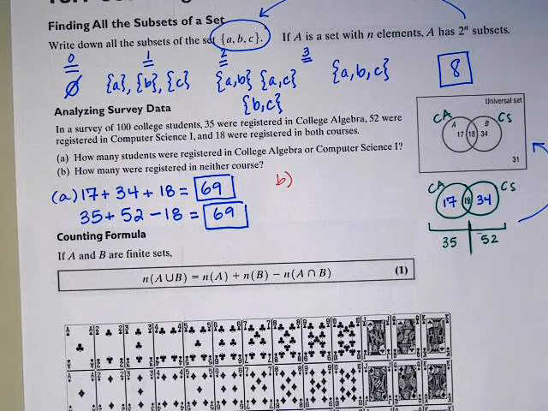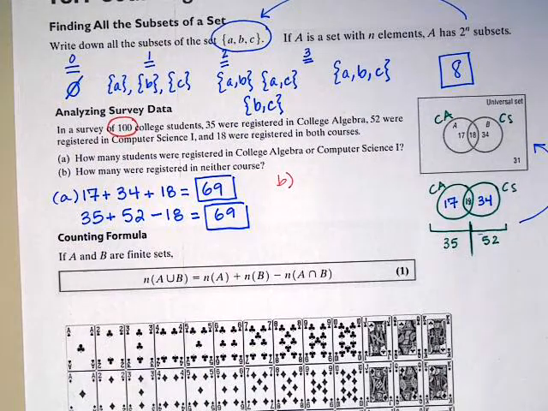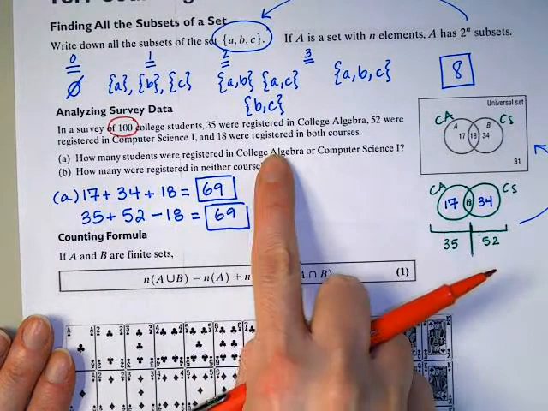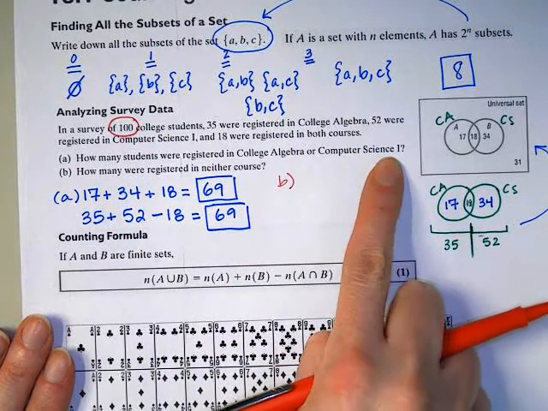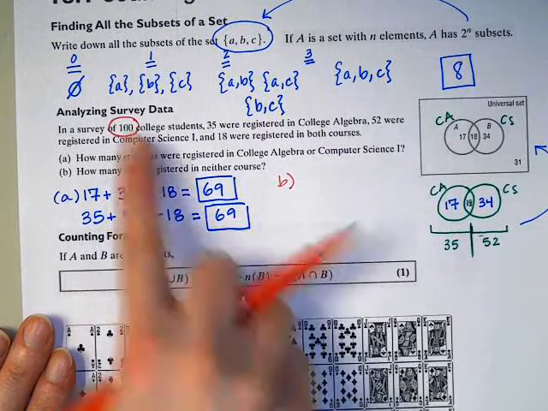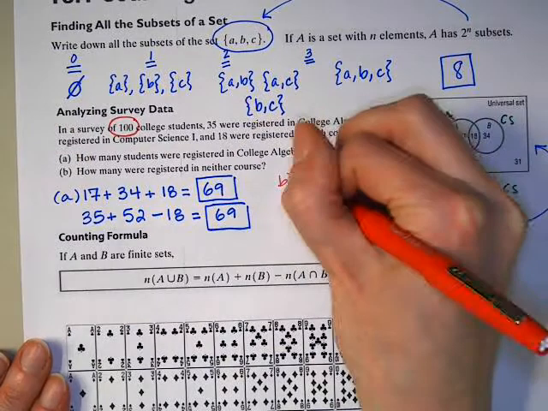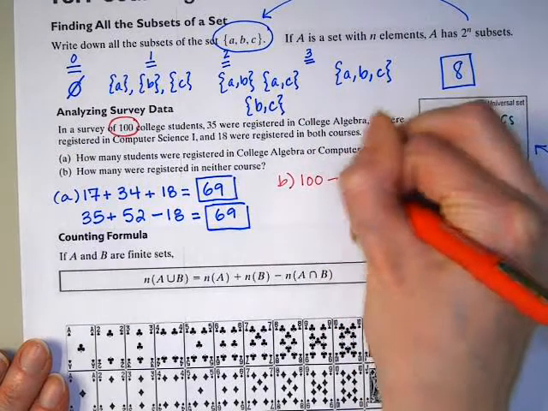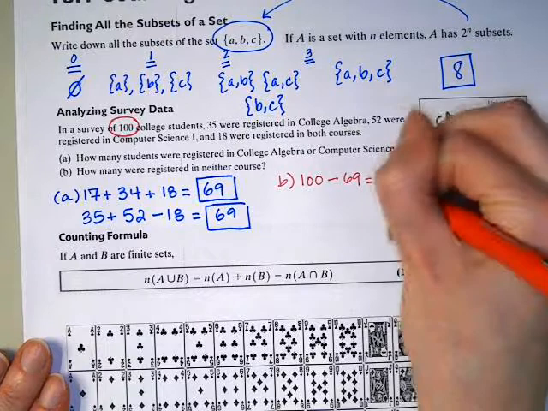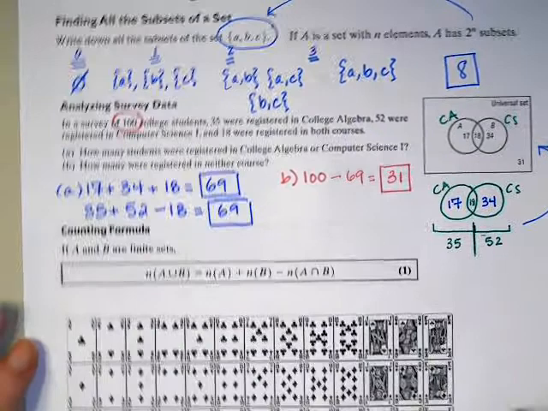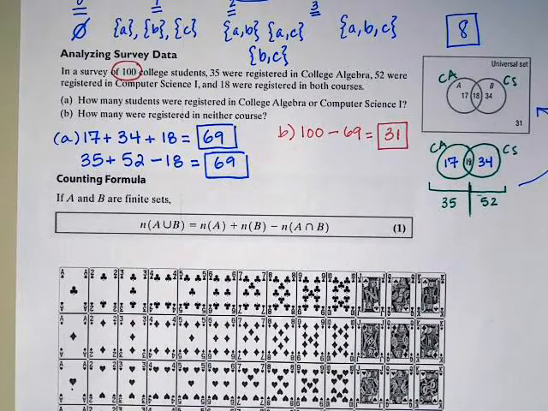B says, how many were registered in neither course? Let's note that there were 100 students total. So if there were 69 registered in either college algebra or computer science, then 100 minus that would be registered in neither. So all we have to do is 100 minus the 69, and that gets us 31. All right, so that's how to use a Venn diagram to answer questions.